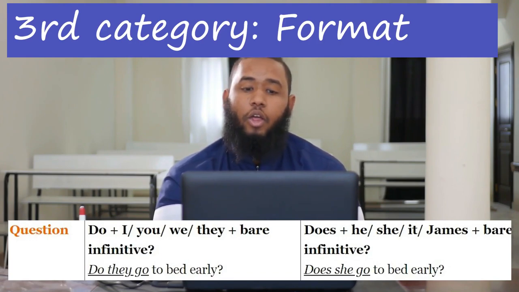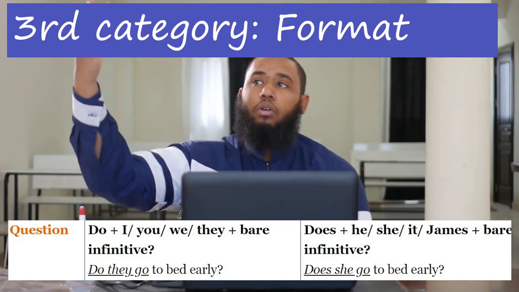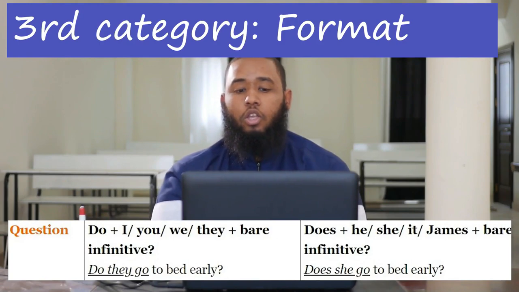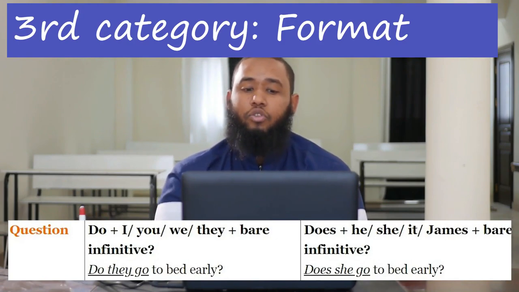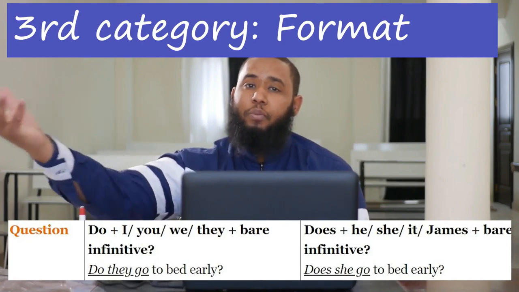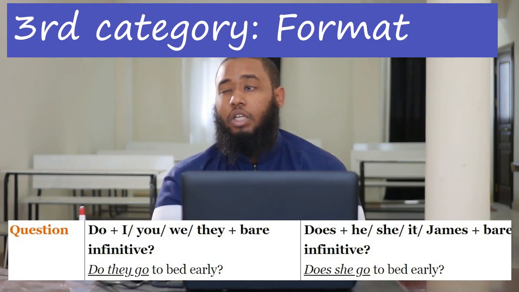And on the other hand, when we use the other four words, he, she, it, or James or Jamal or any other person's name, you will just say, instead of do, does. Does she go to bed early? Does he go to bed early? Does Jamal go to bed early?